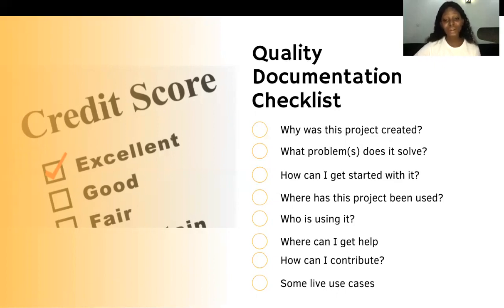First, it answers the question, why was this project created? Every single user would want to understand that question. Why was this project created in the first place? What problems does this project solve? Of course, your project must have come from an idea, or a problem that exists in society, and you want to solve that problem through your project. And so your documentation should constructively have answers to this question. What problem does it solve? How can I get started with this project?